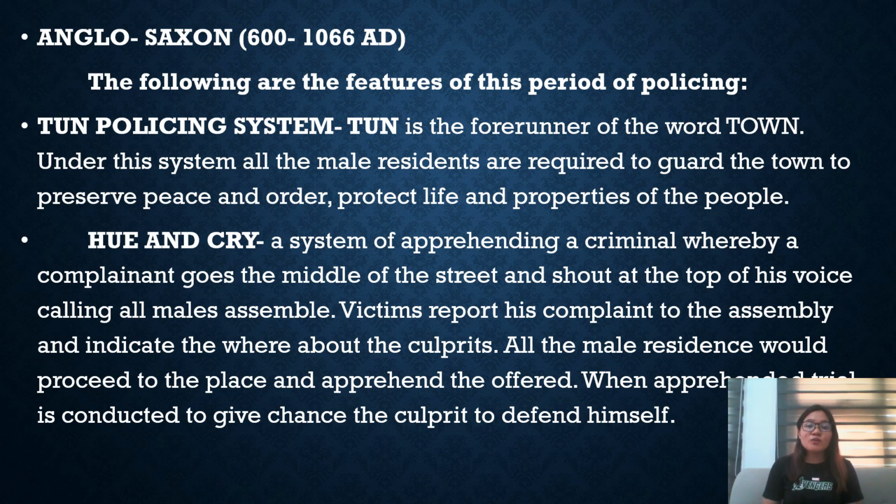Next, we have the so-called hue and cry. Hue and cry, a system of apprehending a criminal whereby a complainant goes to the middle of the street and shouts at the top of his voice, calling all males to assembly. Victims report the complaint to the assembly and indicate the whereabouts of the culprits. All the male residents would proceed to the place and apprehend the offender. When apprehended, trial is conducted to give the culprit a chance to defend himself.